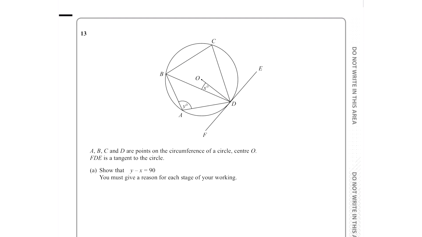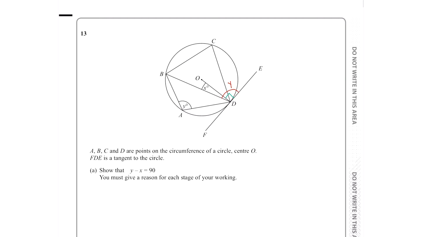So we know that this angle here is going to be 90 degrees. Okay, they're interested in x and y. x is there. We somehow need to get y there. y is going to be that full angle there because of the alternate segment theorem.